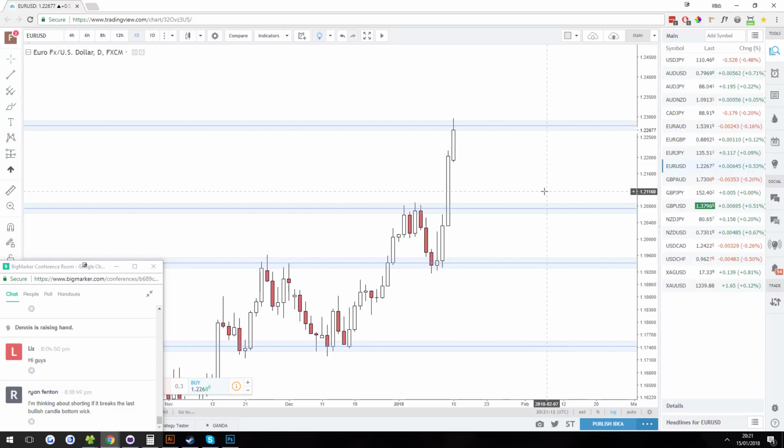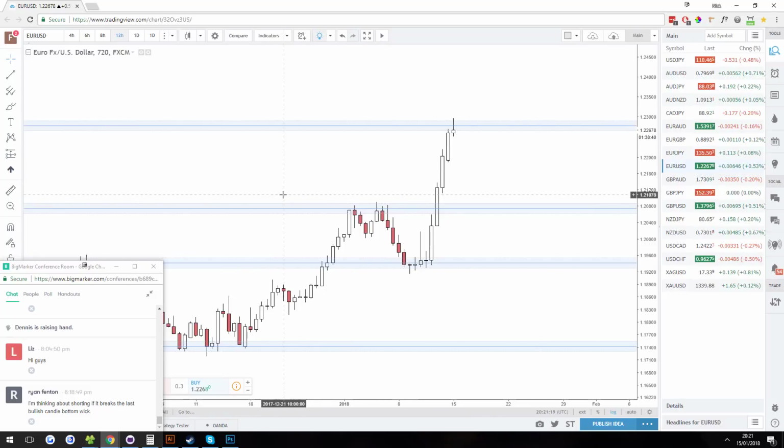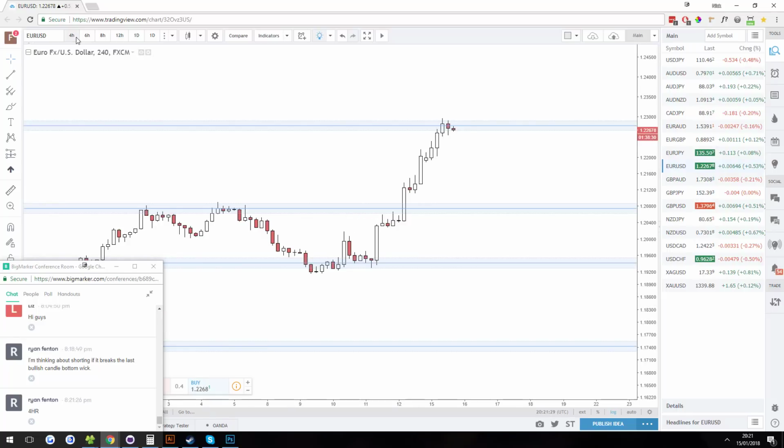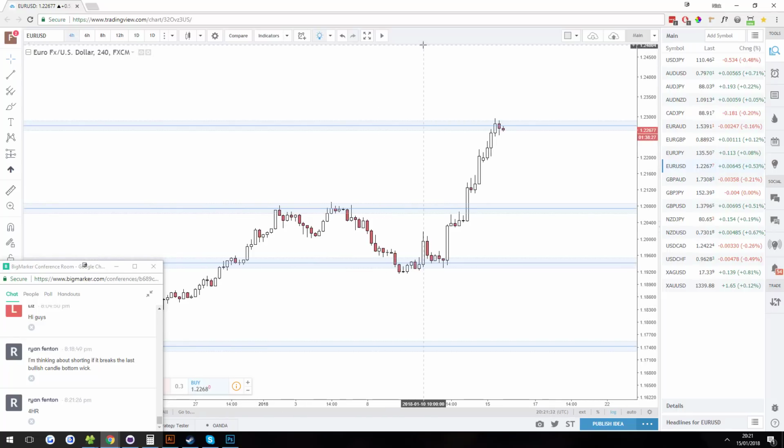Ryan, I'm thinking about shorting if it breaks the last bullish candle's bottom wick. Shorting on the 12-hour, I assume you mean, Ryan. 4-hour. That is, in my opinion, a bit of an early entry.